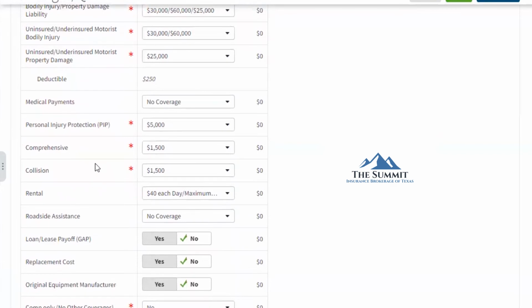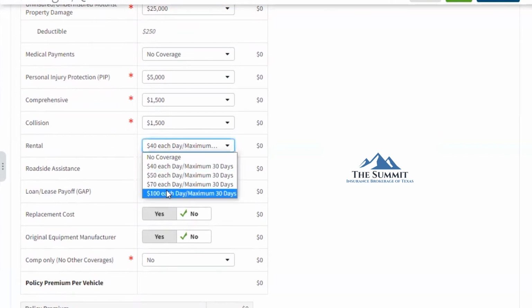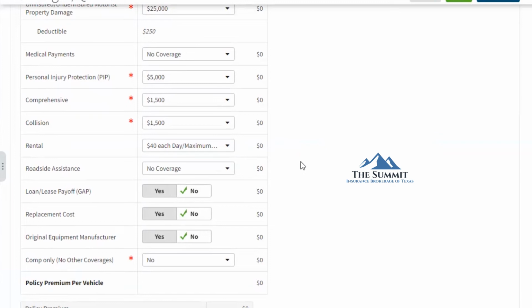So some of the other things that would come into place here. The other last two common areas are going to be rental coverage. With rental coverage, you get an option of a daily limit and then a maximum amount of days. So typically 30 days is the maximum. I want to say that there's some higher options with other carriers out there, but this one has a max 30-day. And you have a choice of $40, $50, $70, $100. Some carriers have discounts with certain rental companies. So that might be a question that you ask your agent when you're reviewing this.